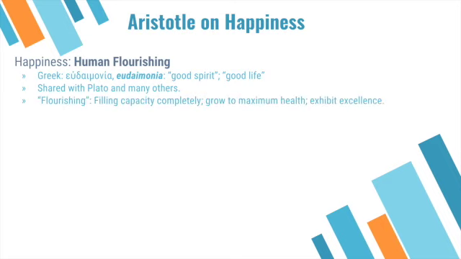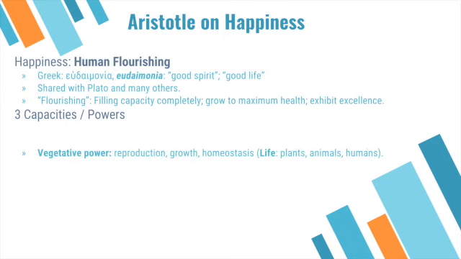Flourishing is filling a capacity completely. It's growing to maximum health. It's exhibiting excellence. So what is the flourishing human life? Well, let's look at the three different capacities or powers present in life. First, we have the vegetative power, which is the power of reproduction, growth, and homeostasis.